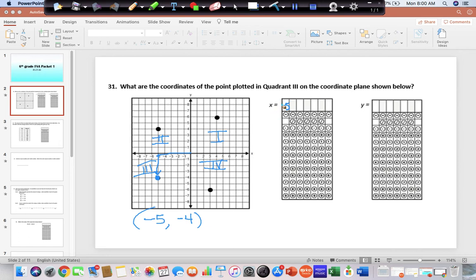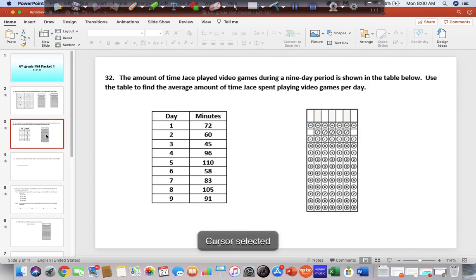It will never let me do the eraser on here for some reason. It's hard to get. Okay, -5. That's how we should have written that one. -5. And then our y would be a -4. Your negative sign and your numbers should be in two separate spaces. Okay, so -5, -4 is the answer for 31.